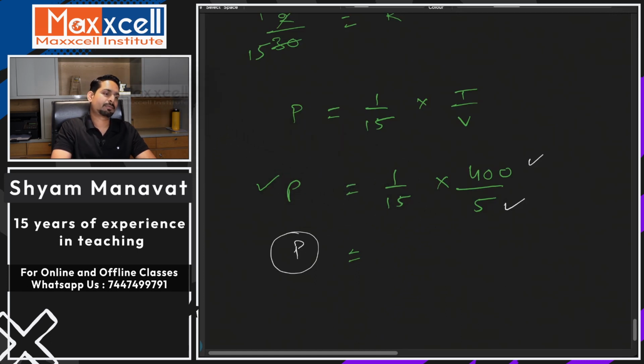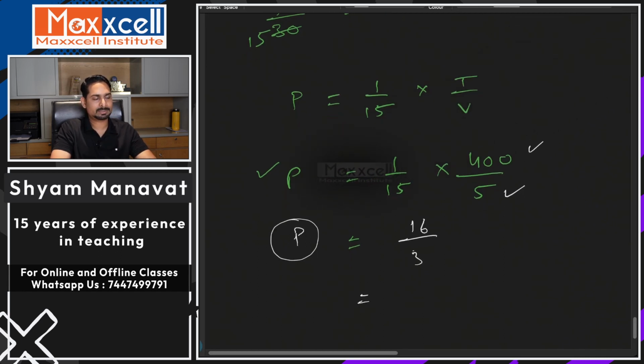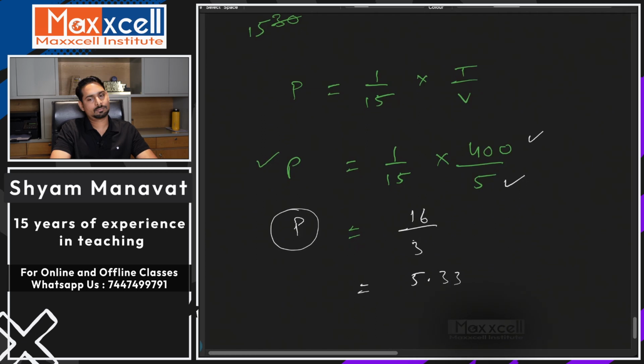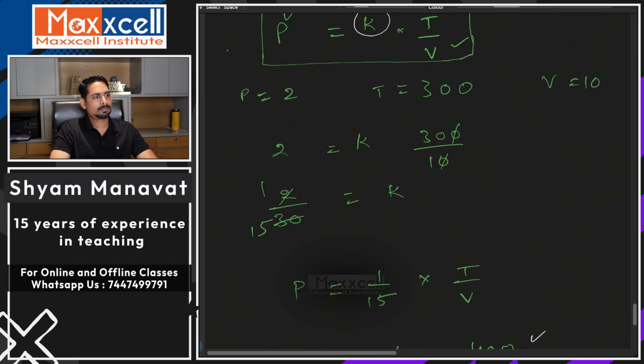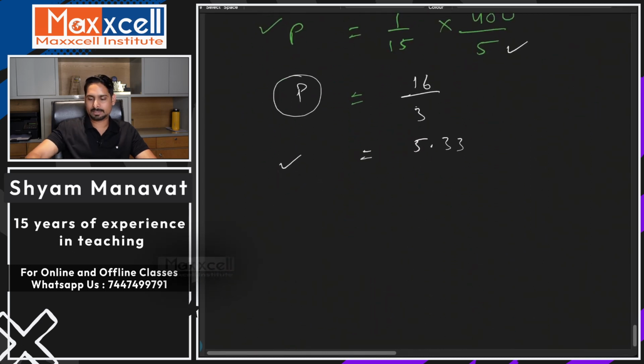25, 25, 25, 5, 5, 25, 25, 4s are 4, 16. So that will get you 16 by 3. Yes, 16 by 3. That's the value. So 5 point something, 5.33 something. Or you can say 16 by 3 depending on the options you have. Okay. Yes. All right. We got done with the questions.